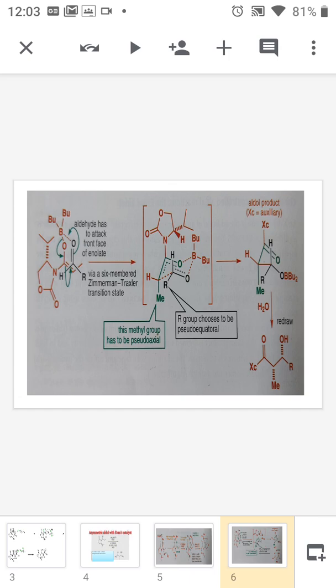So this is the chiral auxiliary controlled Aldol reaction. I hope that you understood the concept.